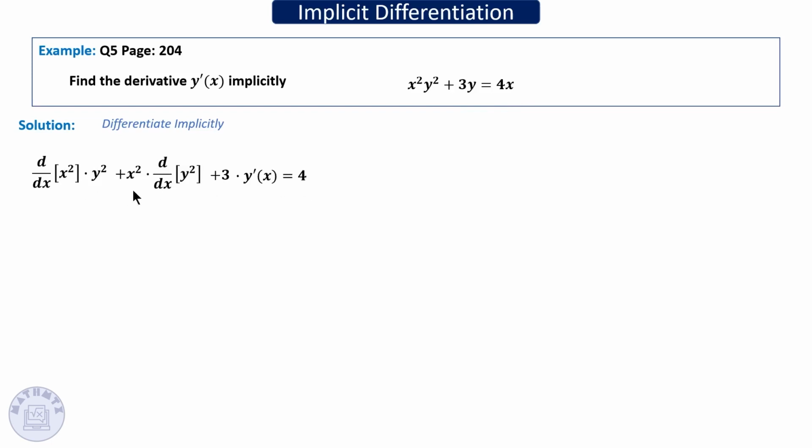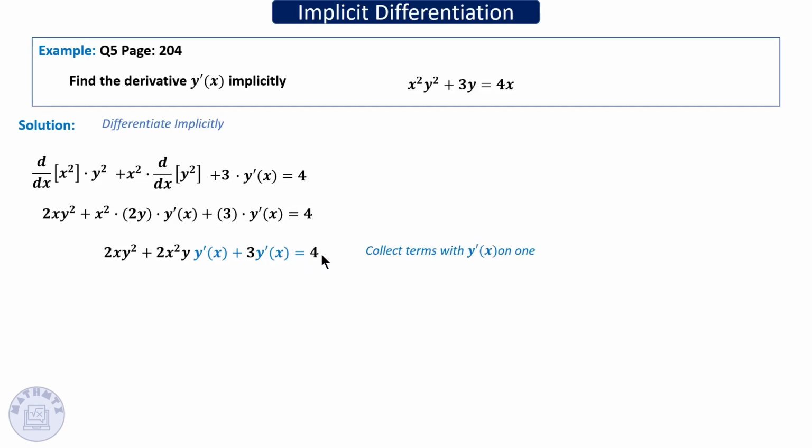Alright, so let's simplify these two derivatives. This will be 2x y squared, and here we have 2y. Since we derived y, we need to multiply with y prime. So you can see we have two y primes here. All right, let's simplify the expression. So here we have x squared times 2y times y prime. And this can be simplified like so. And you got 3y prime equals 4.